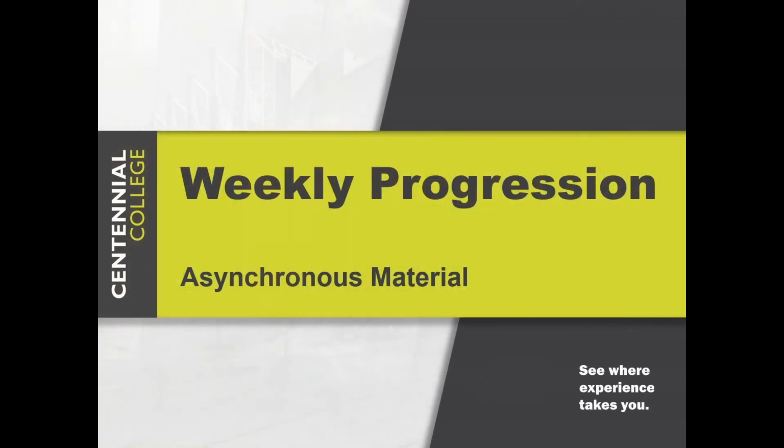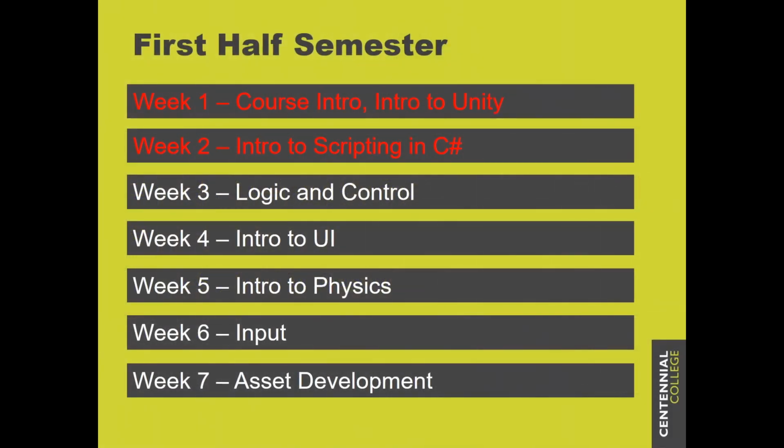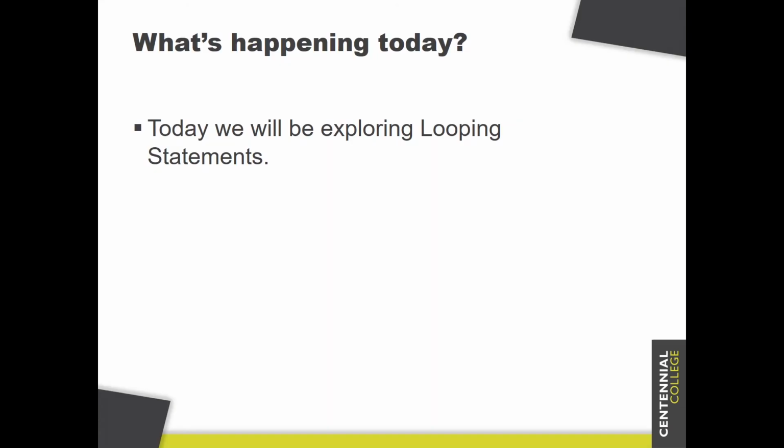Let's take a look at what we've done so far. We went through a course intro, and we talked about the Unity interface. We talked about an introduction to scripting, including data types, functions, and the idea of object-oriented programming in general. We've already taken a look at our conditional statements through if, switch, as well as our ternary operator. Today we're going to continue on with control and move on to our looping statements. All right, let's get started.